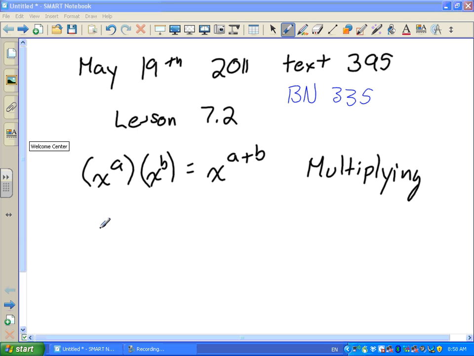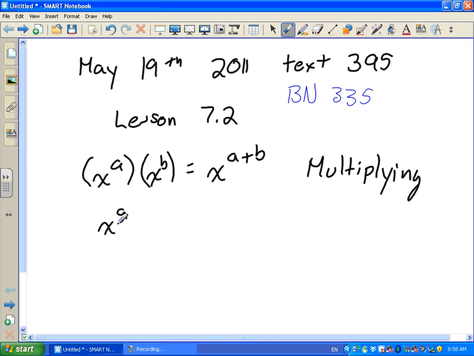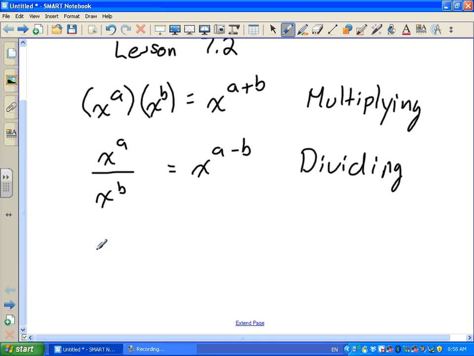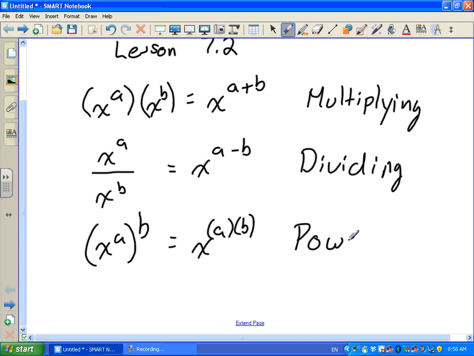If I'm to divide exponents, so exact same setup, x to the power of a divided by x to the power of b is equal to x to the power of a minus b. And finally, x to the power of a, to the power of b. You multiply those, so it's x to the power of a times b. This is the power rule. So these will be our rules.